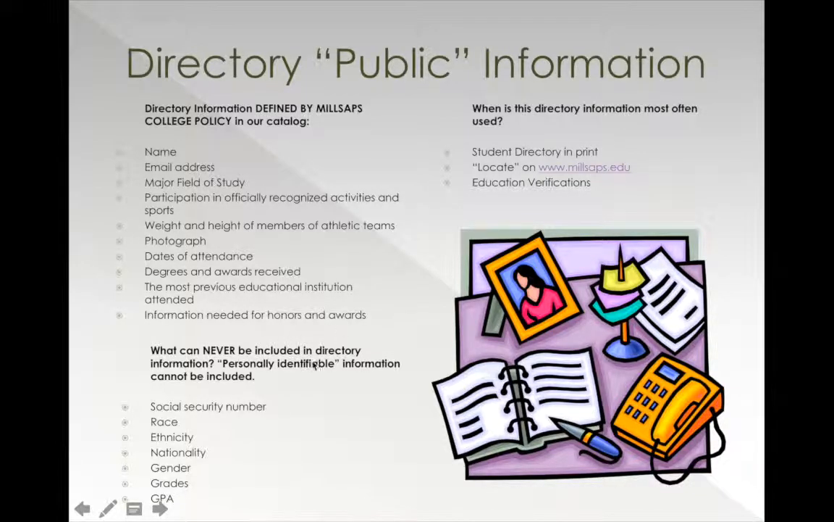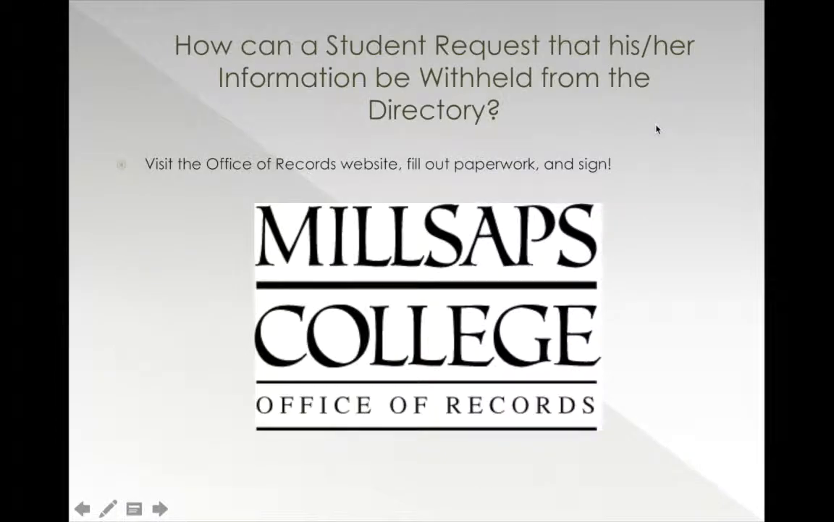Information that can never be included in directory information is personally identifiable information, which is social security number, race, ethnicity, etc. So there is a way for students to not want this information from the directory to be published. If that is the case, they would need to fill out a form with the Office of Records to withhold their information from the directory.